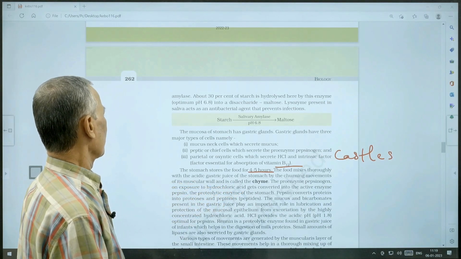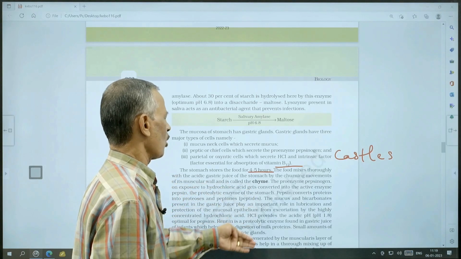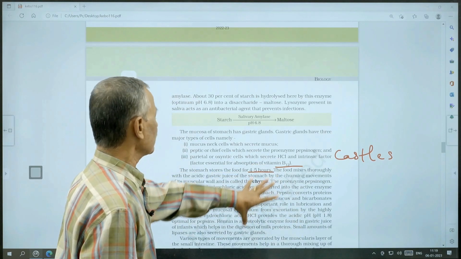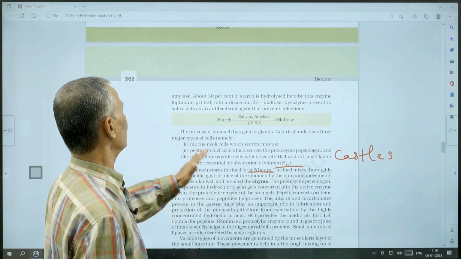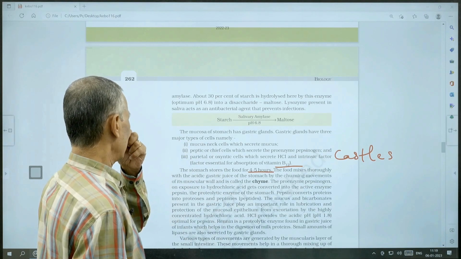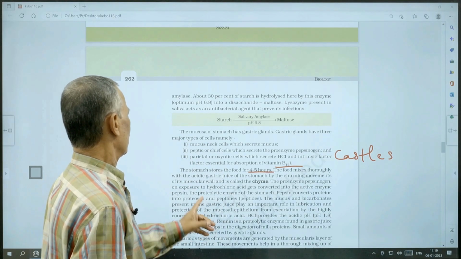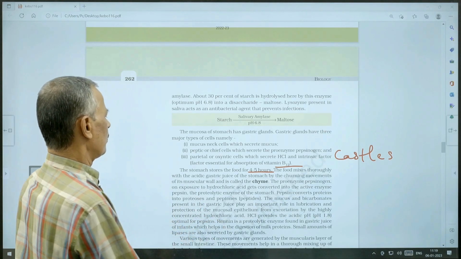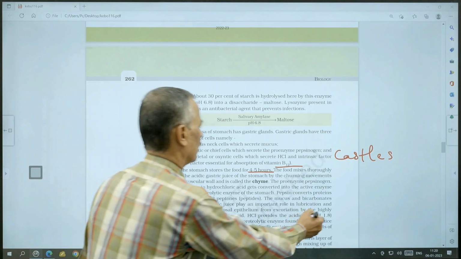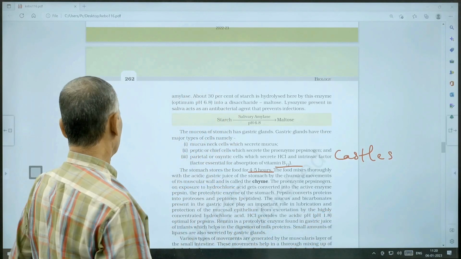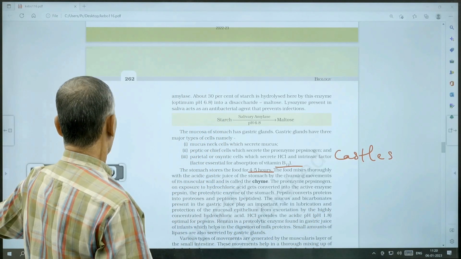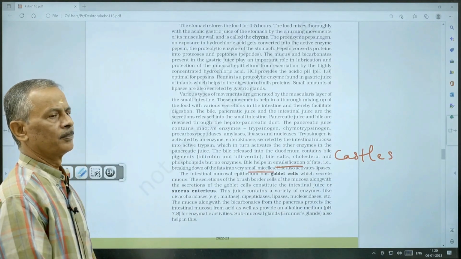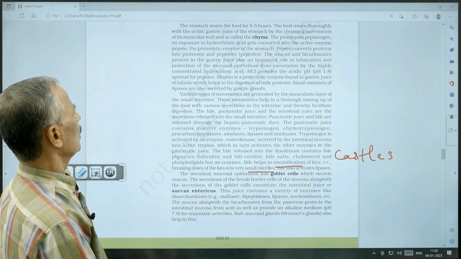Thus, the proteolytic enzyme of the stomach is converted into an active form. At the same time, HCl is not acting on the epithelial cells. HCl provides the acidic pH, that is the pH of 1.8, that is essential for the optimal activation of pepsin. Thus, food is digested partly.